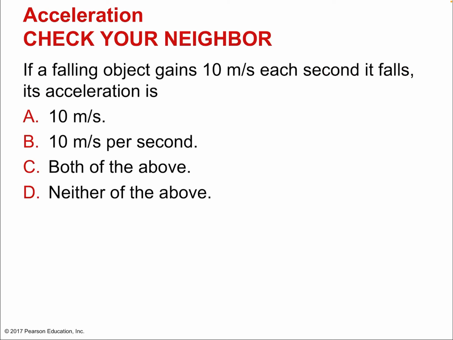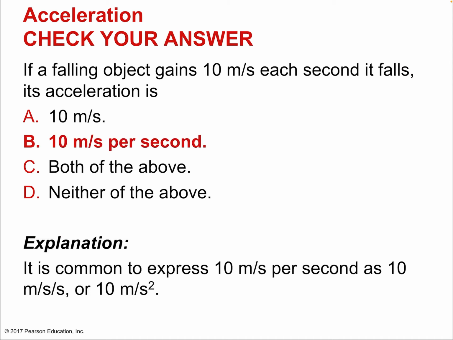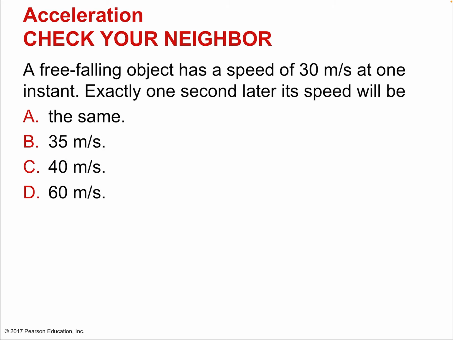So if a falling object gains 10 meters per second each second it falls, its acceleration is 10 meters per second, 10 meters per second, both of them, or neither? Which one's an acceleration? Well, I haven't talked about the units of acceleration yet, but since it's velocity per time, v over t, and the units of velocity are meters per second, among other units, but that's the most important for this class, and the units of time are seconds, then we get that acceleration is meters per second squared. That's how we say it. We say acceleration is meters per second squared. It is common to express 10 meters per second per second as 10 meters per second squared. It's the most common.